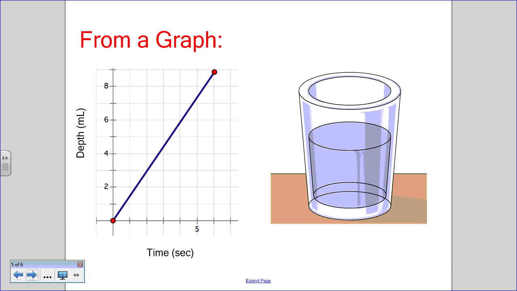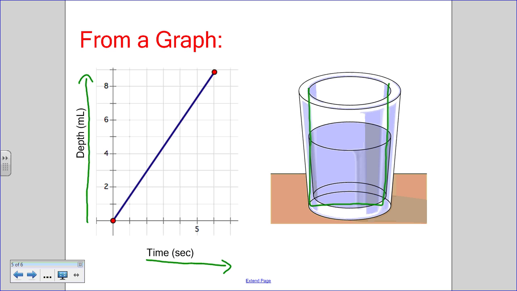Another example is depth and time. Think back to when we did our videos in class as they filled water bottles, and we saw how it changed over time, how it filled the water bottle. This is an example of just a straight glass. That means there are no divots or curves or anything. It should be filling at a constant value the whole way across. So as we go from time on our x-axis, we're seeing how much depth we have added on our y-axis.